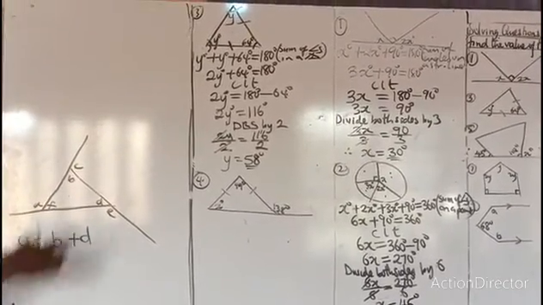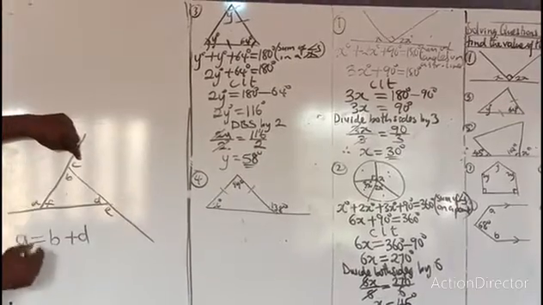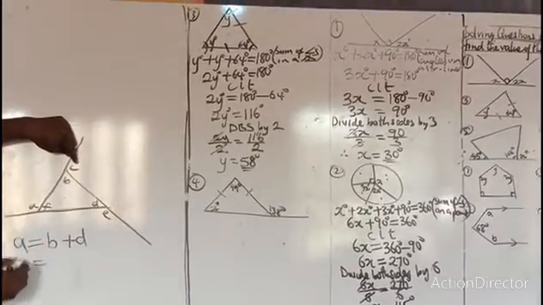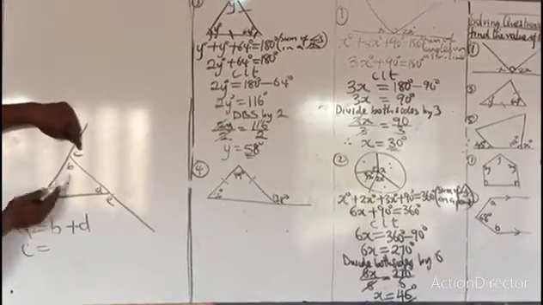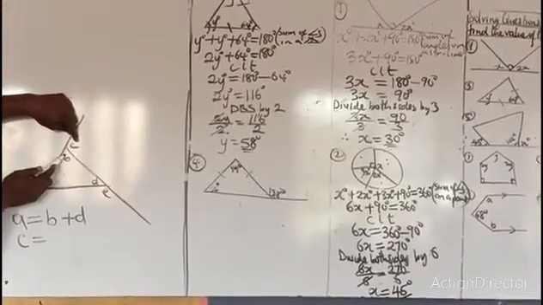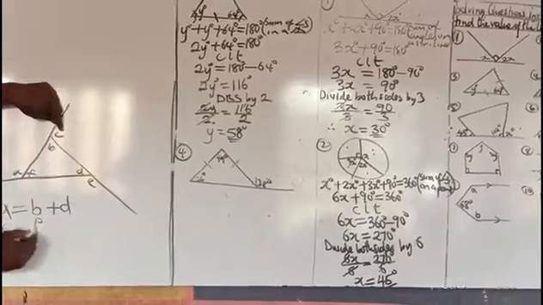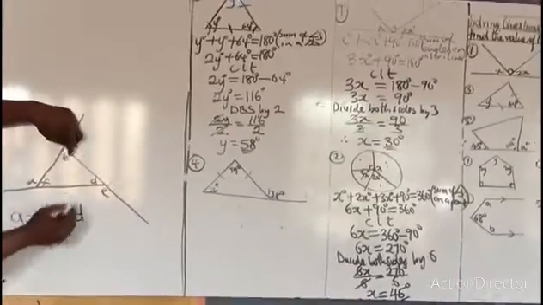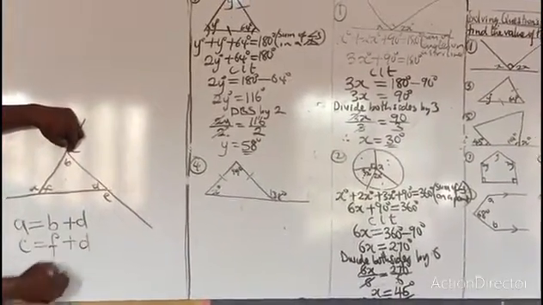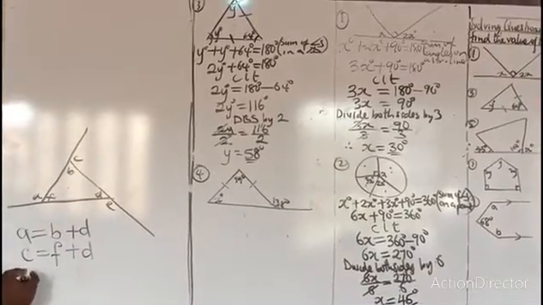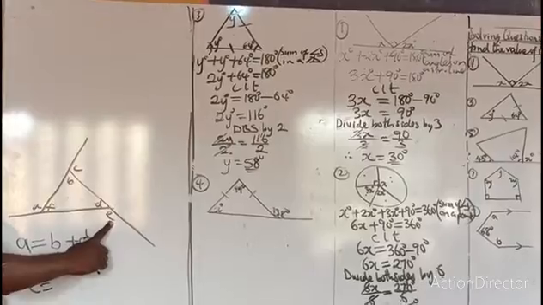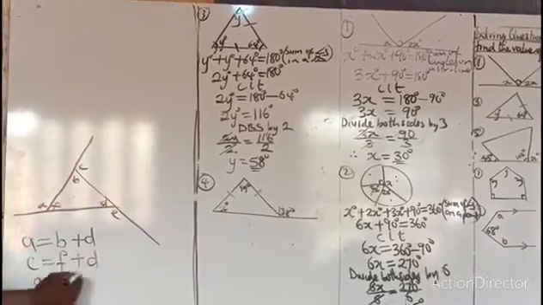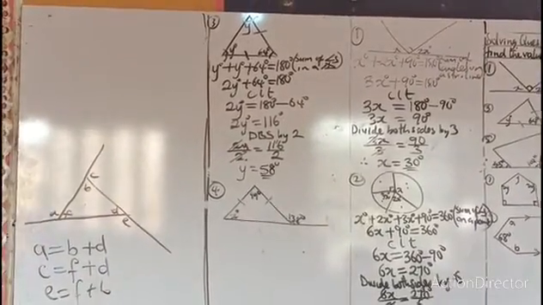Are you seeing it? Let's try that for C. What will C be now? C will be equal to what? Because you know we do not mention the one beside it there. So it's F plus what? Okay, what about E? E will be equal to what? F plus. That's what the law is saying.